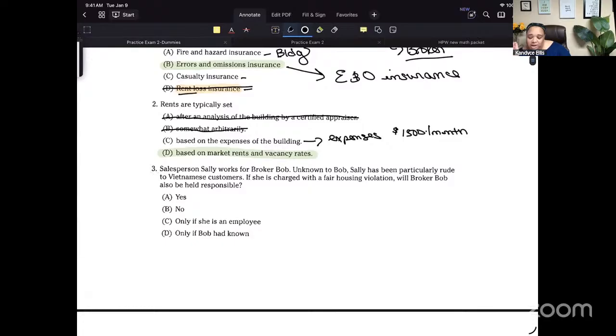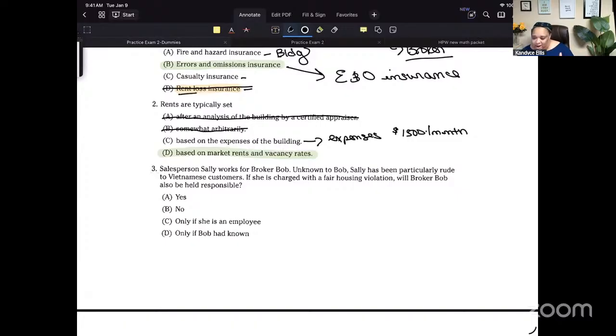3. Salesperson Sally works for broker Bob. Unknown to Bob, Sally has been particularly rude to Vietnamese customers. Boo, Sally. If she is charged with a fair housing violation, will broker Bob also be held responsible? So is it A, yes, B, no, C, only if she is an employee, or D, only if Bob had known?